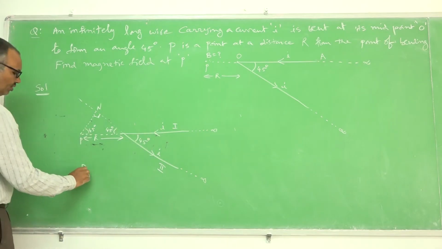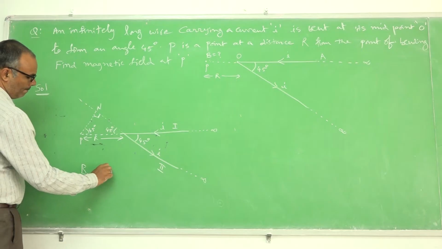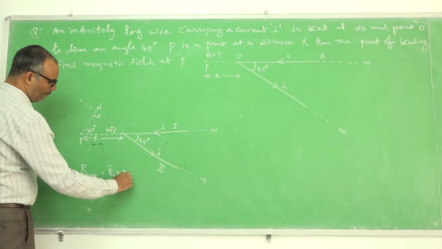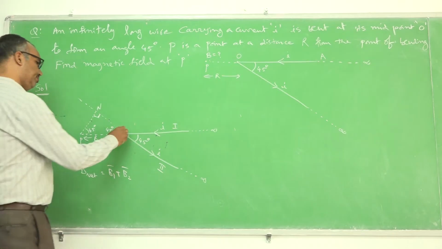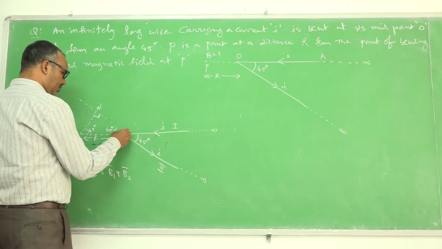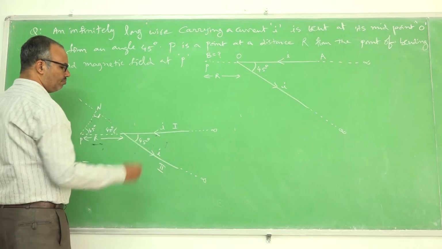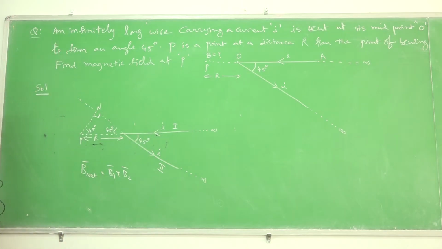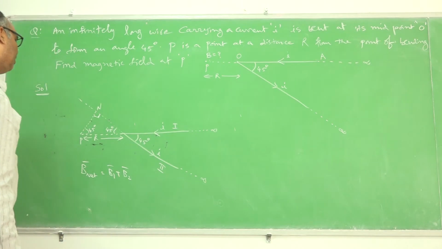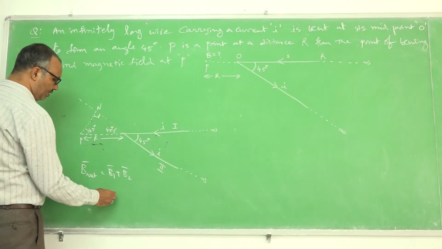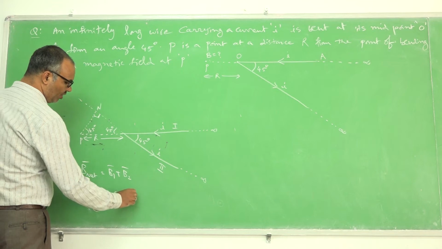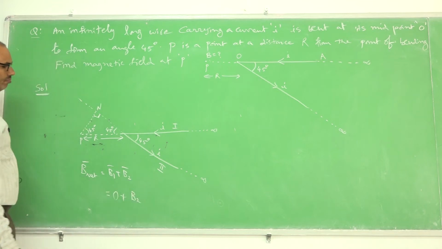So B net is equal to B1 plus B2. For a conductor, if the point is lying just above or below in the same line of motion of current, the magnetic field is 0. So B1 is 0. Only we are interested in B2.